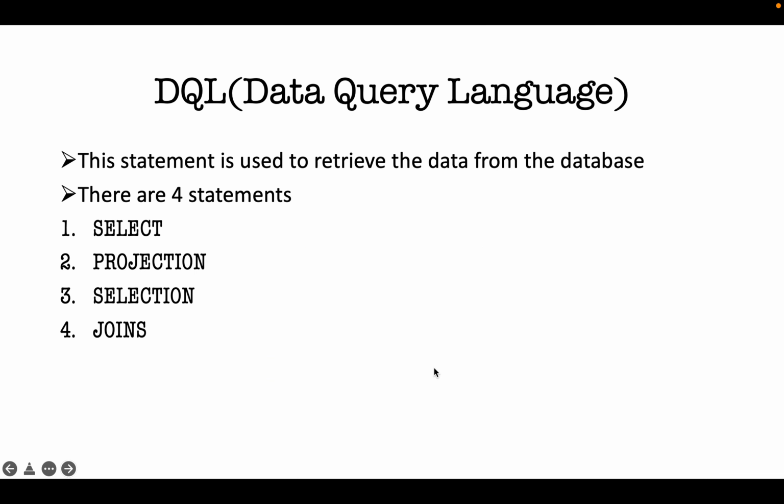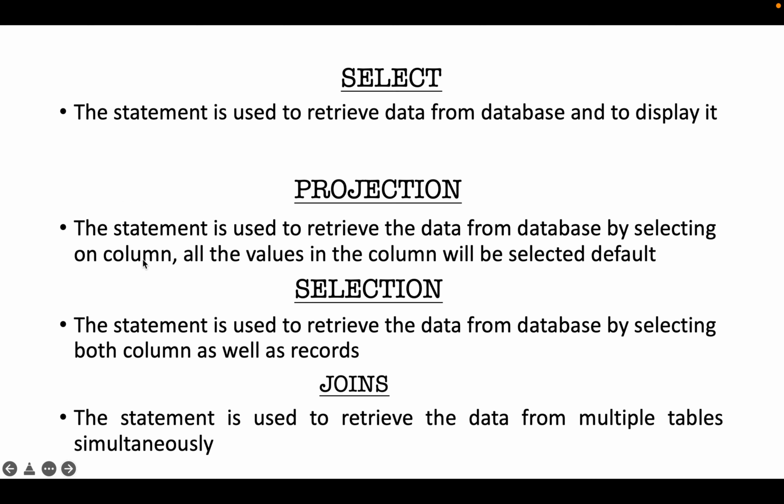Okay. So now we are going to discuss data query language. So what is data query language? This statement is used to retrieve the data from the database. It's nothing, from the definition also, I hope you got the point. To get the data from the database, right? Okay. So there are four statements in data query language: select, projection, selection, joins. We will deal with all the functions in data query language with these four things only. Okay, so what are they?